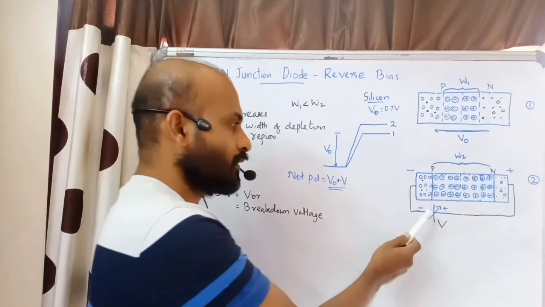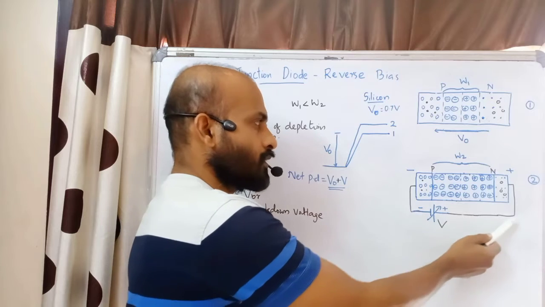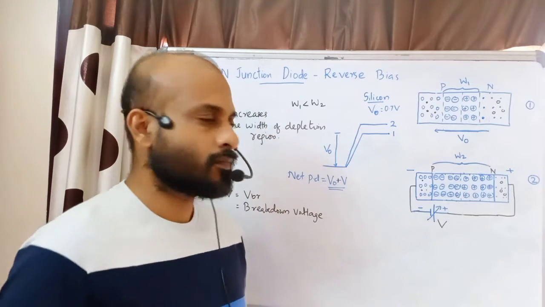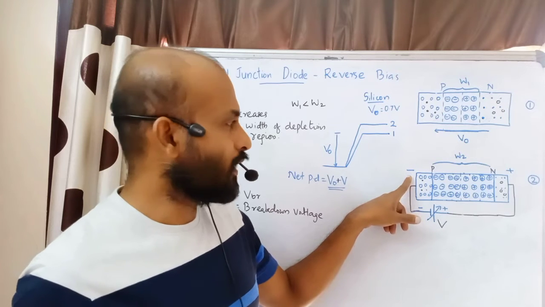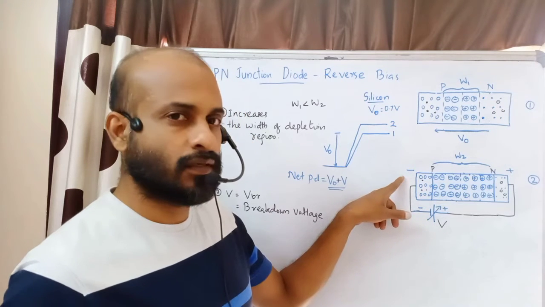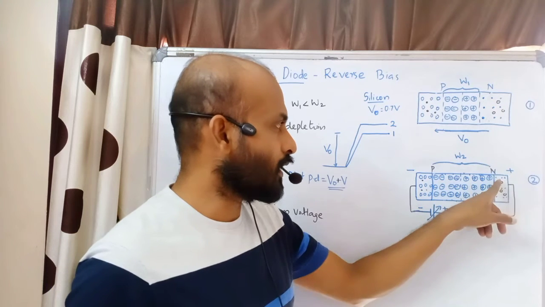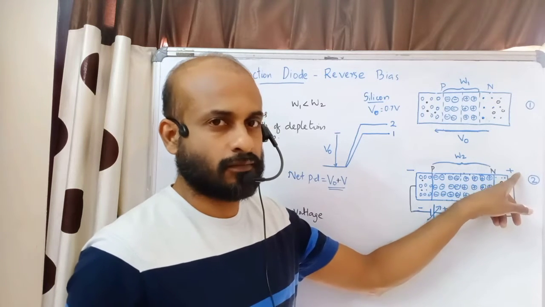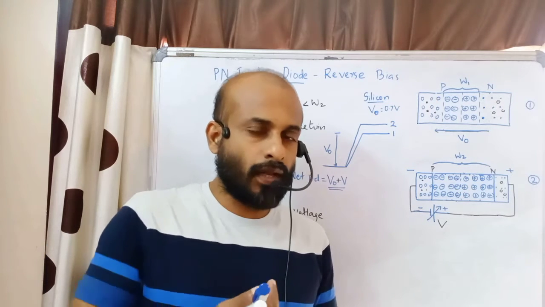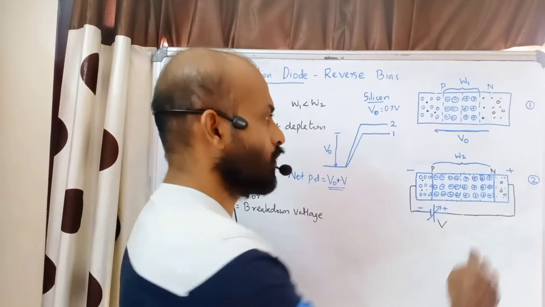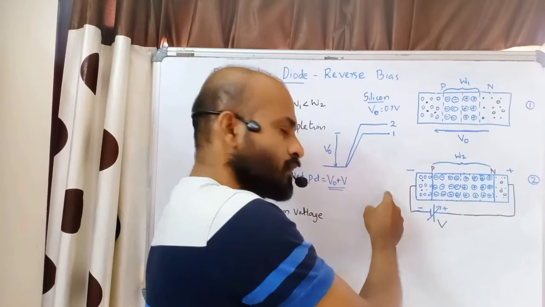Here we can see the negative of the battery is connected to the P side and the positive of the battery is connected to the N side. So the negative potential here will attract the holes towards this end and the positive potential will attract all the electrons to this end. So they will experience a pulling towards the battery. Electrons will be pulled towards the battery, holes also will be pulled towards the battery.